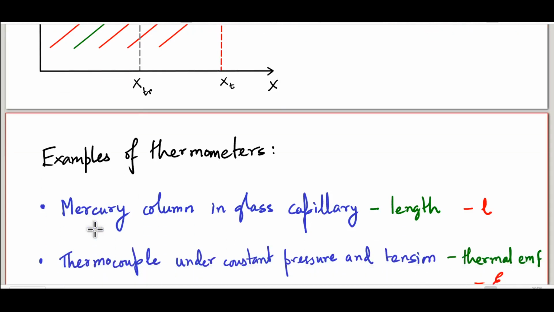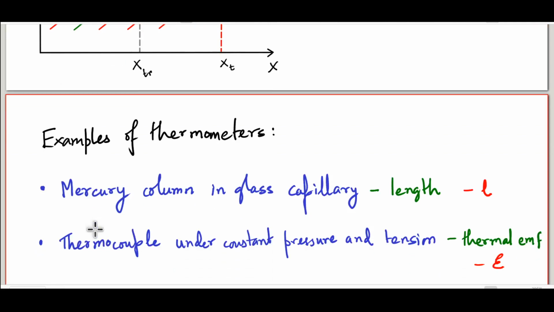The next thermometer that I'm going to talk about is more seen in labs rather than in daily life. This is basically a thermocouple which is maintained under constant pressure and tension. The pressure and the tension here are what was clubbed as the parameter Y in our discussion a while ago. And here, the thermometric parameter that is actually measured is the thermal EMF generated because of a temperature difference between two junctions of the thermocouple.